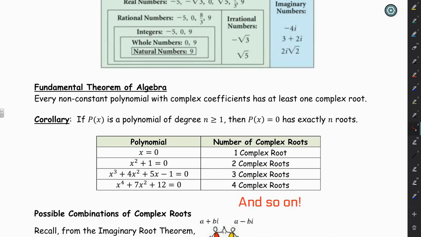We talked about this a little bit in past lessons. If you have a cubic polynomial, you have 3 roots. If you have a quadratic, you have 2 roots. If you have a quartic, you have 4 roots. And we're just reinforcing it here with the fundamental theorem of algebra.